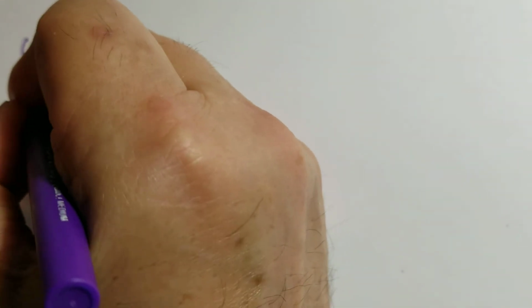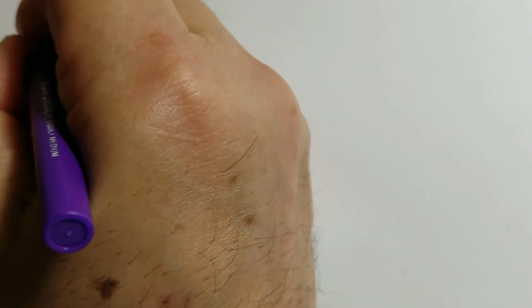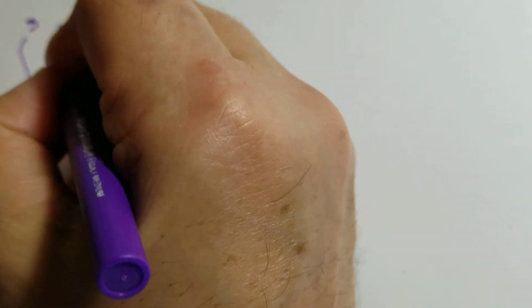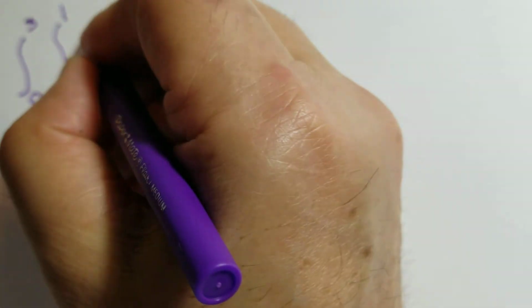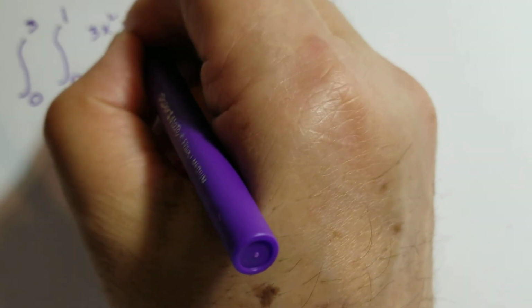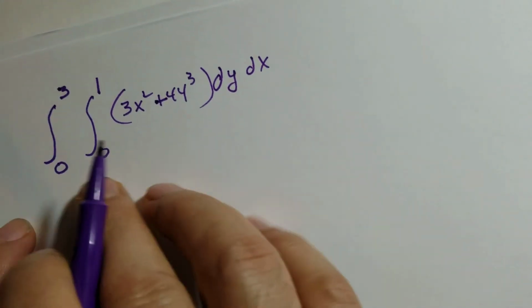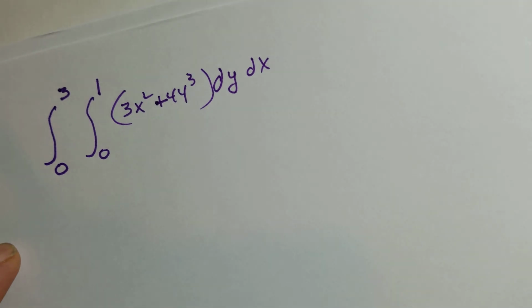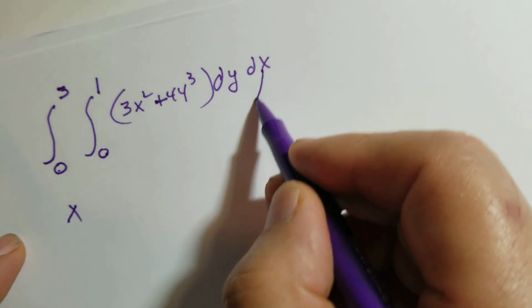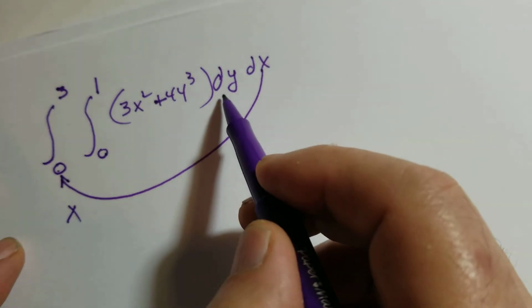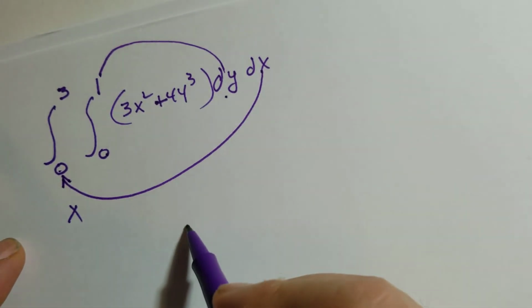And somebody said, okay, I agree with you. But tell me, I have 0 to 3, and I have 0 to 1, and I have 3x squared plus 4y cubed dy dx. And they're going to ask you, can you interpret this one for me? I said, yes, this is your region. What is your region? Because the outside is dx, this belongs to x. The inside is y, this belongs to y.